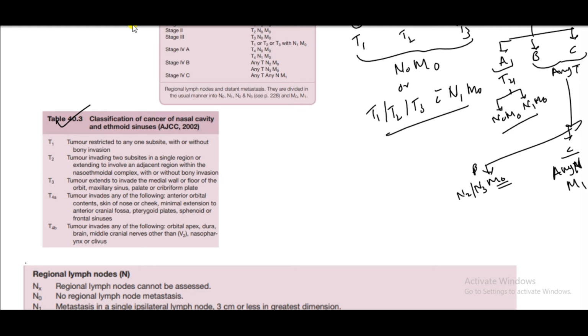T4A, tumor invades any of the following: anterior orbital contents, skin of nose or cheek, minimal extension to the anterior cranial fossa, pterygoid plate, sphenoid or frontal sinus. T4B, tumor invades any of the following: orbital apex, dura mater, brain, middle cranial fossa, cranial nerves other than V2, nasopharynx or clivus. I already said this concept, and this is the AJCC classification.